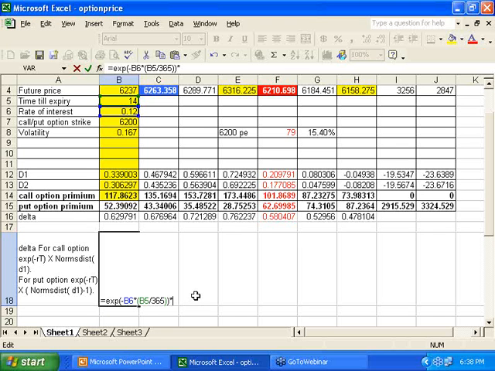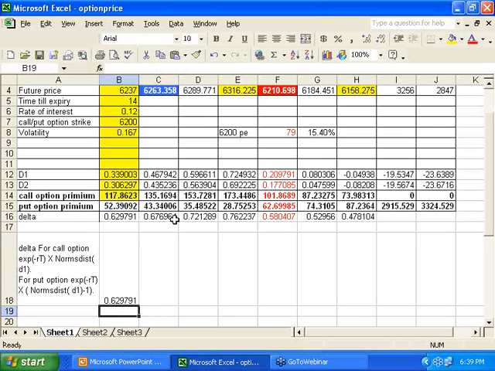Now we will multiply it with normal distribution, NORM.S.DIST of d1. So d1 already we have calculated, and in the previous lecture I have already explained the formula of d1. So this is what our delta is. Delta is 0.629791. It is not in the percentage term. So this says delta is 0.629791, means if the stock is changed by 1 rupee, the option should change by 0.629791 in the absolute value term. So this is the thing it is saying.